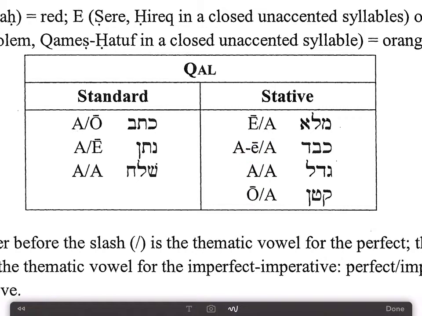So that's some of the nomenclature that we'll use for theme vowels. If you see a verb and we say write the paradigm, assume that it's a standard verb. Make that assumption. If we give you this designation, then you know this is a stative verb, and we've had to tell you what the vowel pattern is going to be for the R2. Okay, so a little bit of the nomenclature there.